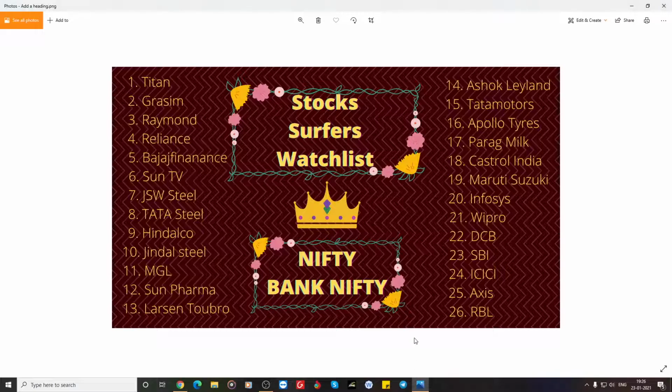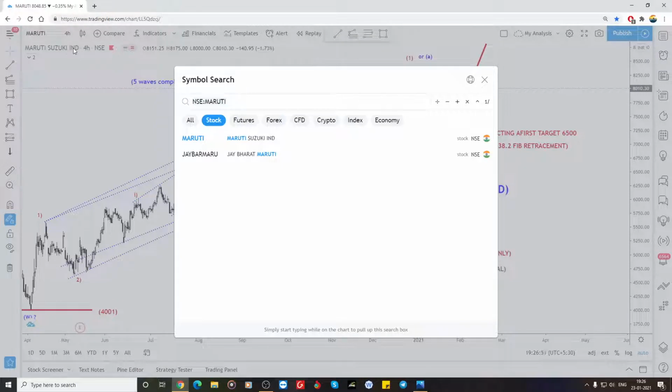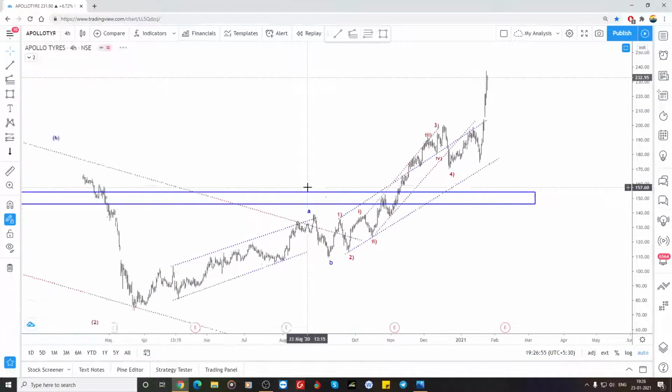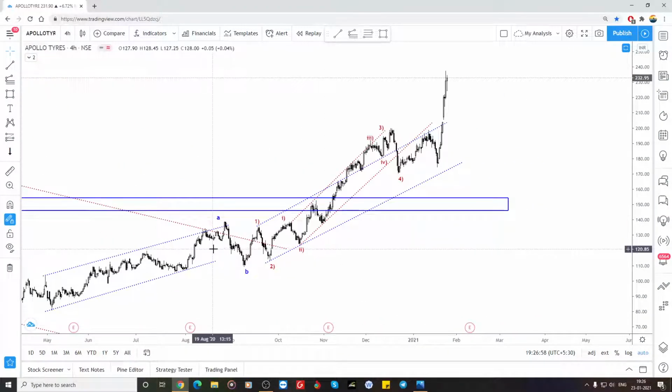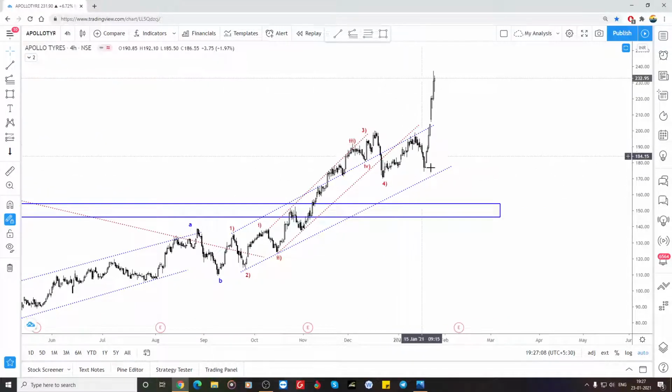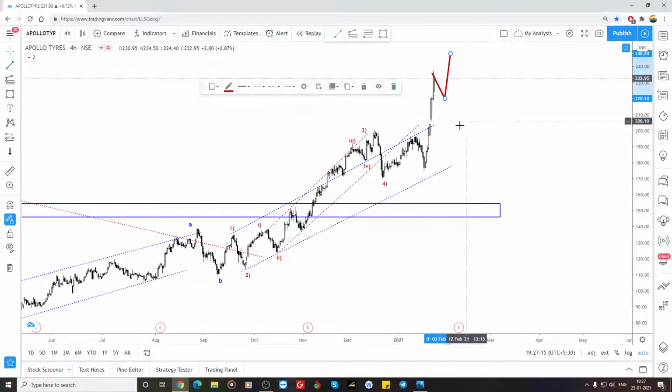So what else is next? L&T, Apollo Tyres. Okay, tyre section, I will show you that one. Apollo Tyres. See, here also I did it as B, C is a 1, 2, 3, 4, and here one more 1, 2, 3 is happening. So what I'm looking for here is a little bit of consolidation, and again it can make a high. So that could be the end of the third.